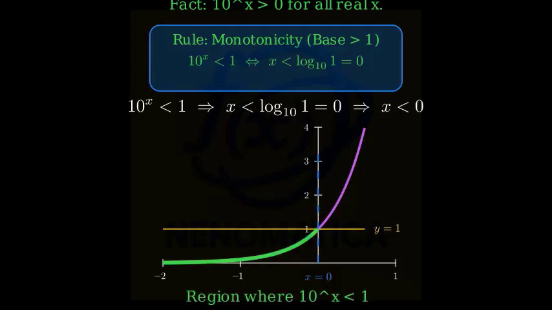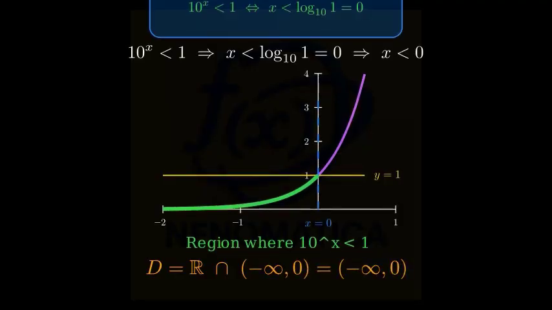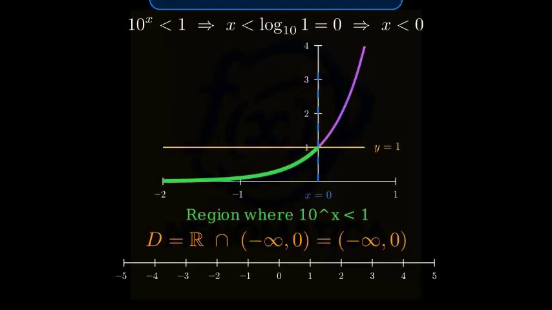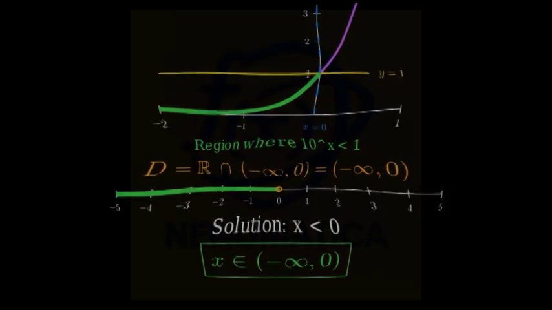Step 3. Combine both parts. All real numbers intersected with x less than 0 equals x less than 0. On a number line, that is an open circle at 0, shading to the left. Therefore, the complete solution set is x in the open interval from negative infinity to 0.